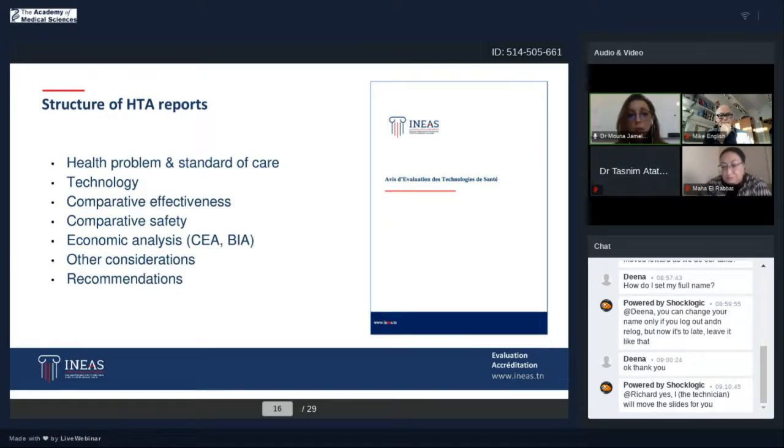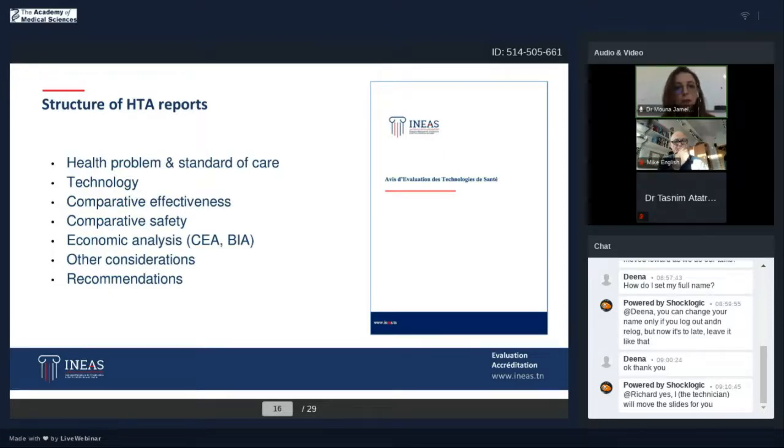So the structure that we have chosen for our reports translates in a way all the criteria that are taken in decision making regarding new drugs, which go from health problems, standard of care, if there are or not other alternatives, if we are in an unmet need area or not, of course, the characteristics of the new technology, the comparative effectiveness to the standard of care, to the technology that is already reimbursed in our country, comparative safety, and then we go to the economic analysis through cost effectiveness analysis and budget impact analysis.